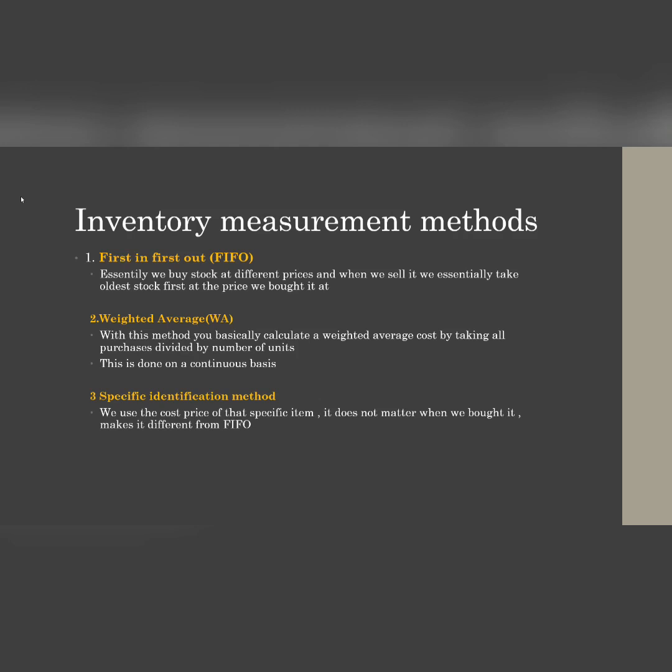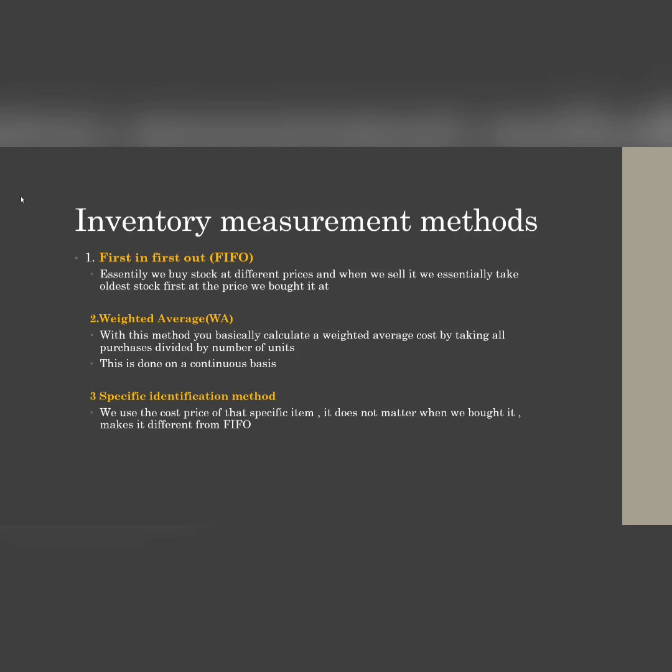Also, with the weighted average method, instead of using a specific price at which a good was purchased, we take the total purchase price divided by the number of units we purchased. And this is done on a continuous basis because we buy inventory regularly. So the weighted average is much more simplistic and works just as well.